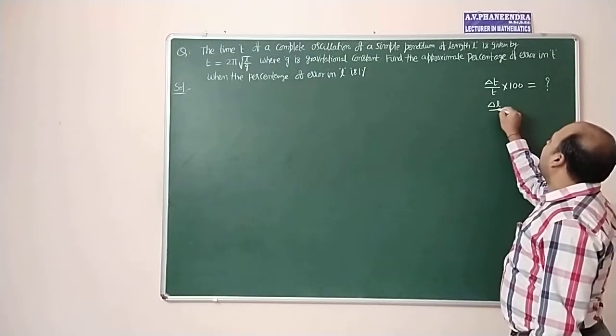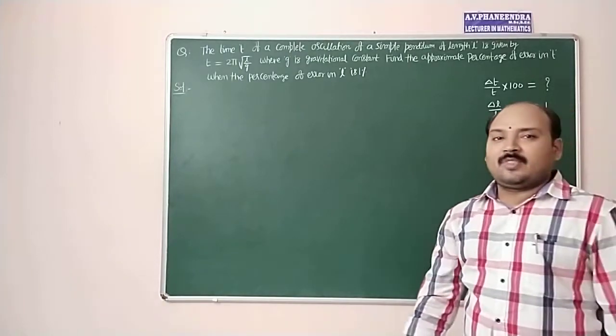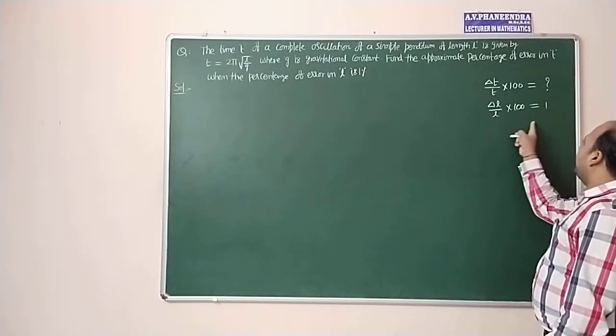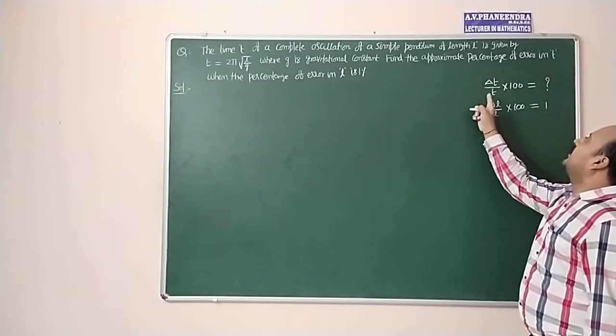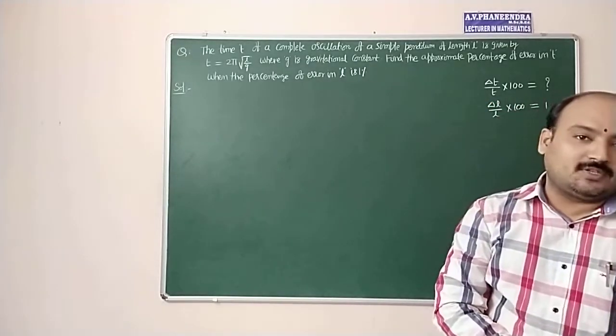That means ΔL/L × 100 is equal to 1. When ΔL/L × 100 is equal to 1, we have to calculate the value of ΔT/T × 100. What is the value of that?